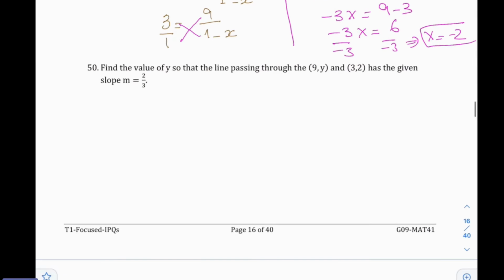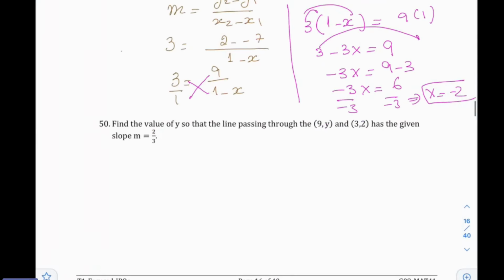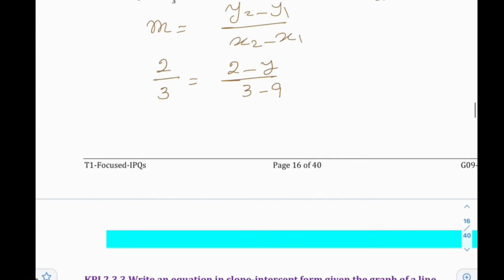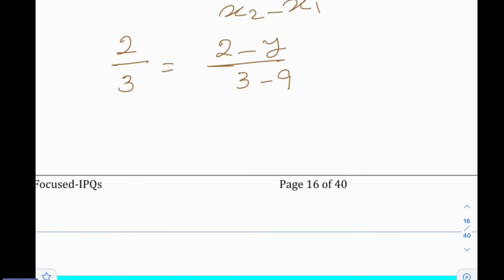This is similar, but now with a missing y coordinate. So we will do the same exactly. The slope is y2 minus y1. You can do it and check with me. And here we have 2 over 3 equals. Simplify, please. Better. Simplify before you continue as much as you can.